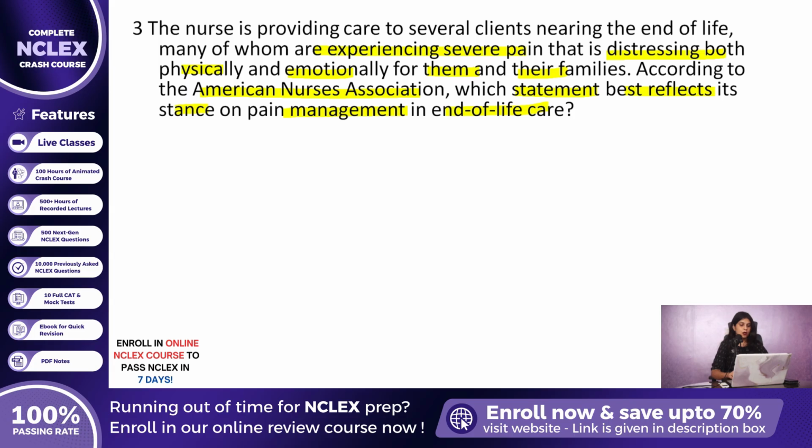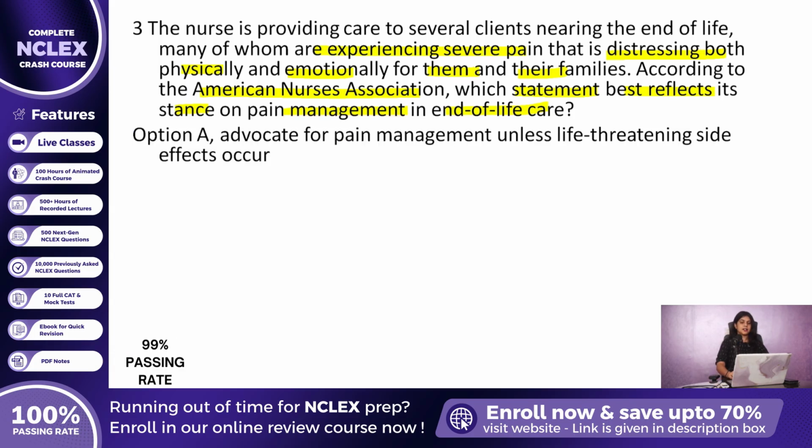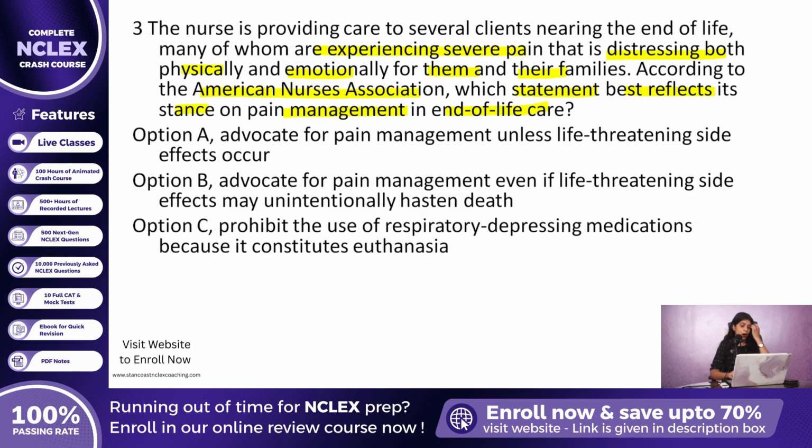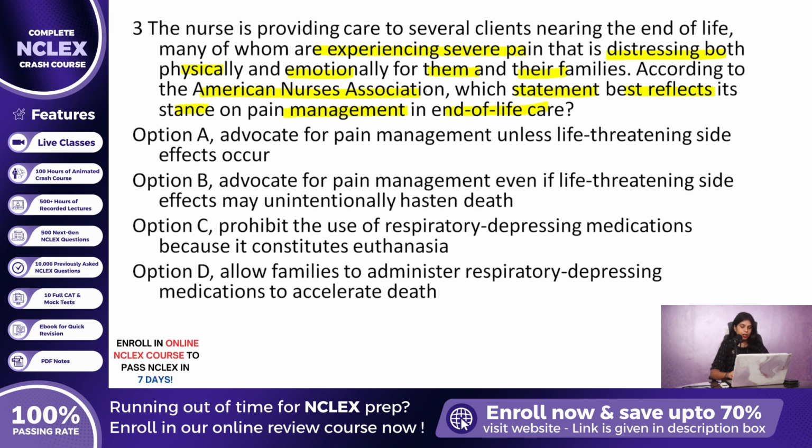The choices are Option A, advocate for pain management unless life-threatening side effects occur. Option B, advocate for pain management even if life-threatening side effects may unintentionally hasten death. Option C, prohibit the use of respiratory depressing medications because it constitutes euthanasia. And Option D, allow families to administer respiratory depressing medications to accelerate death. The correct answer is Option B, advocate for pain management even if life-threatening side effects may unintentionally hasten death.